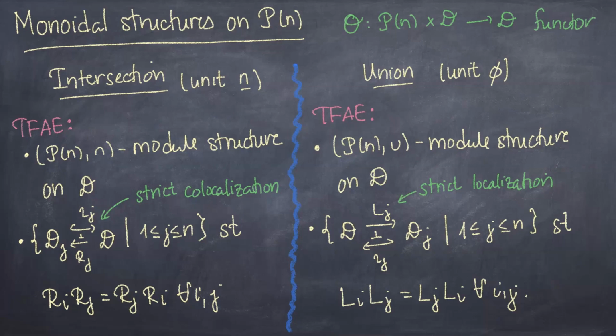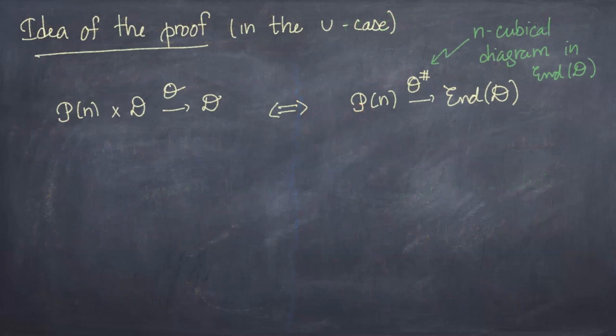Dually, in the case of a union model structure, defining a union model structure is the same as specifying n strict localizations of the category DG, such that they're all commuting. So what's the interpretation? How do we pass from one to the other? Well, having a functor from P of n cross D to D is the same as having an n cubical diagram in the category of endomorphisms. So these two formulations are equivalent via adjunction.